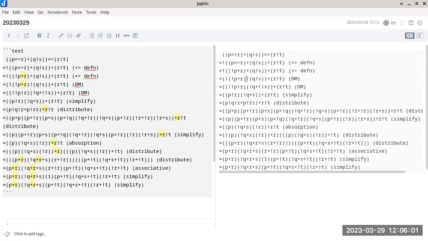The second application of De Morgan's law is looking at this particular expression, because this is a negation applied to a conjunction. As a result, I can apply De Morgan's law again. The result is distributing this negation to Q, so Q becomes not Q. We also distribute this negation to S, so S becomes not S.